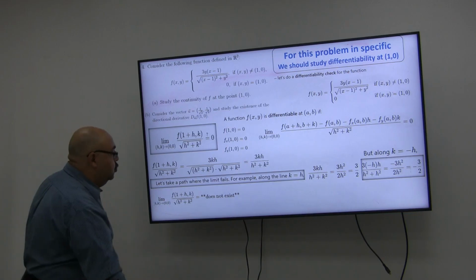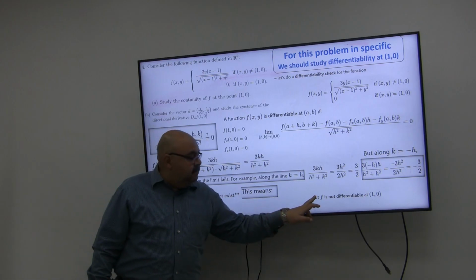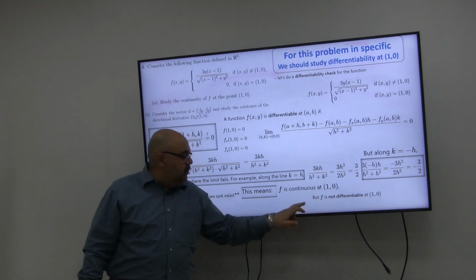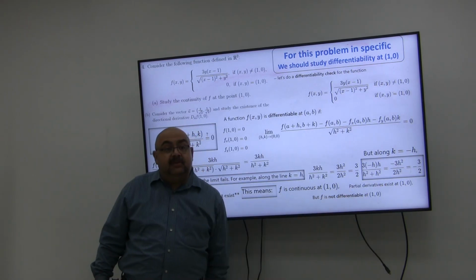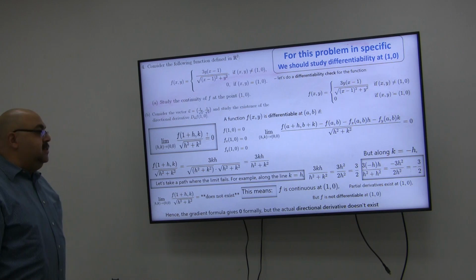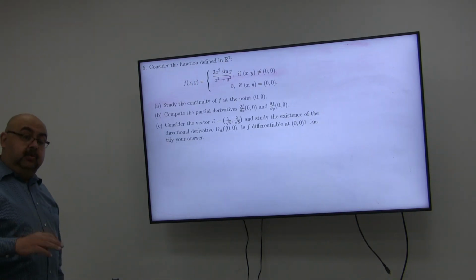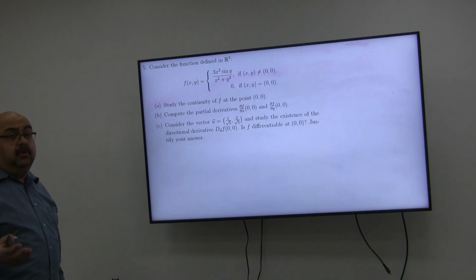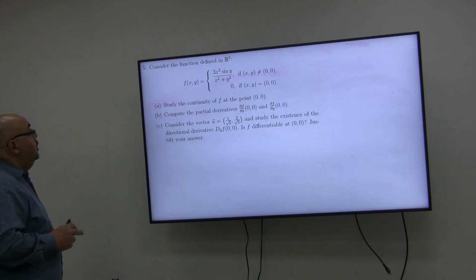Okay? So once more, this means, first of all, f is not differentiable, although f is continuous and the partial derivatives at 1 and 0 already exist. Both of them are zeros. That's a very nice problem, by the way. This is why I solved it. He was asking about the continuity and the directional derivative, and this is why I continued also to differentiability in order to compare them together.